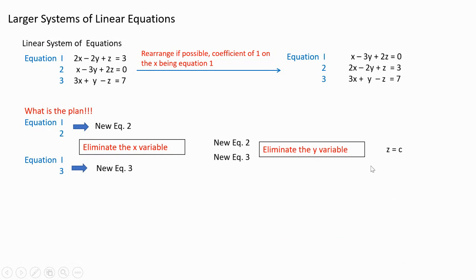Eliminate the y's. And then we're going to get something like z equals a number. After we do this, we're going to get z equals a number, or c, and c is a real number. All this means is that z will have a value.